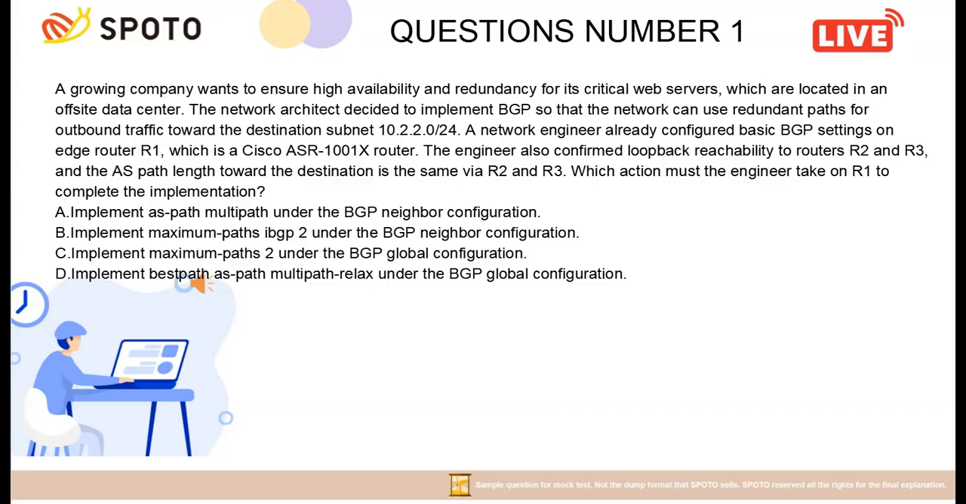A. Implement ASPath multipath under the BGP neighbor configuration. B. Implement maximum path SIB2 under the BGP neighbor configuration. C. Implement maximum paths 2 under the BGP global configuration. D. Implement best path ASPath multipath relax under the BGP global configuration. You have 15 seconds to answer.